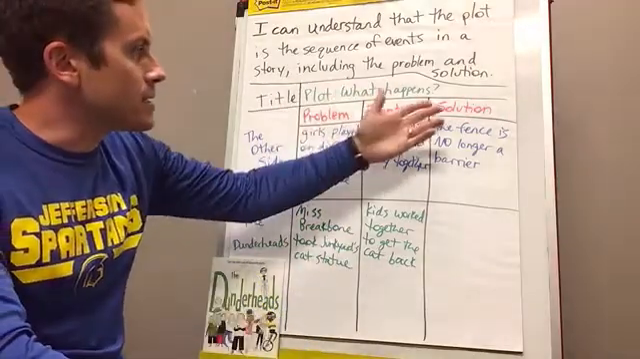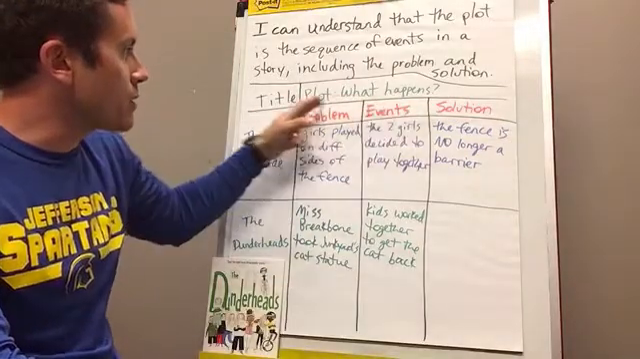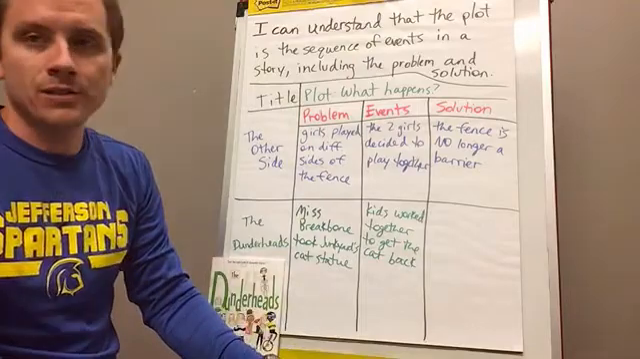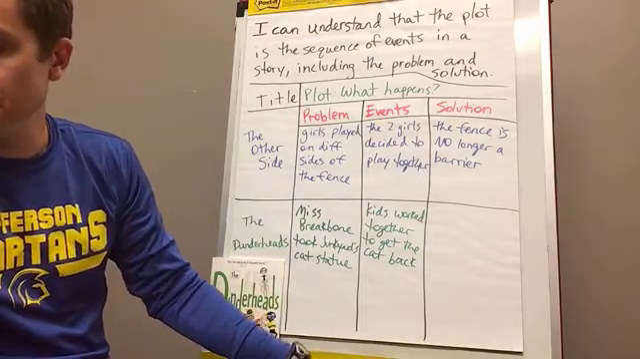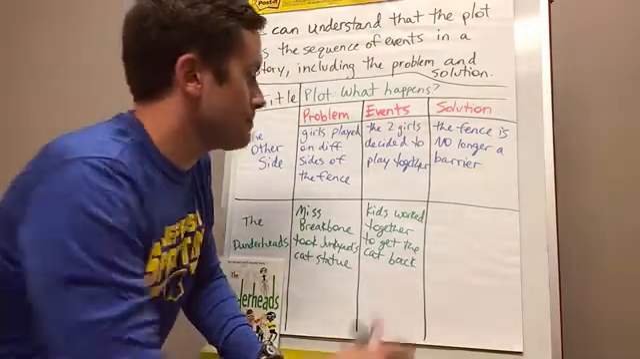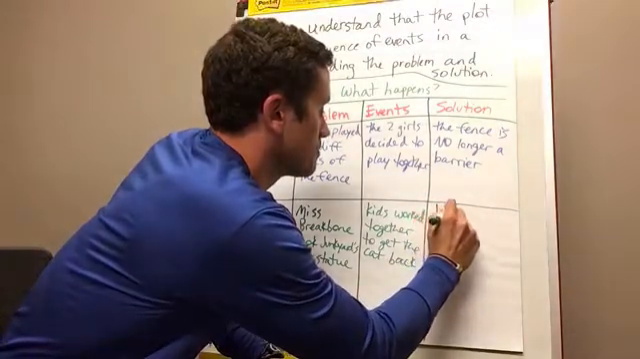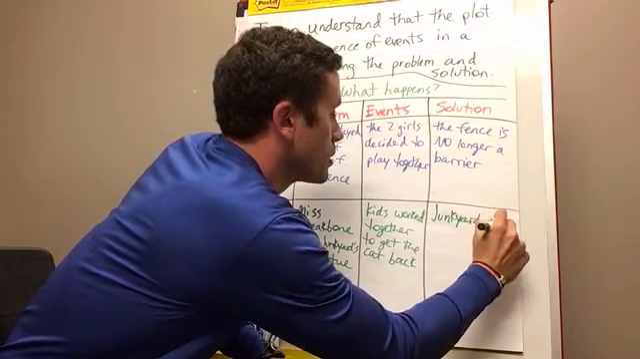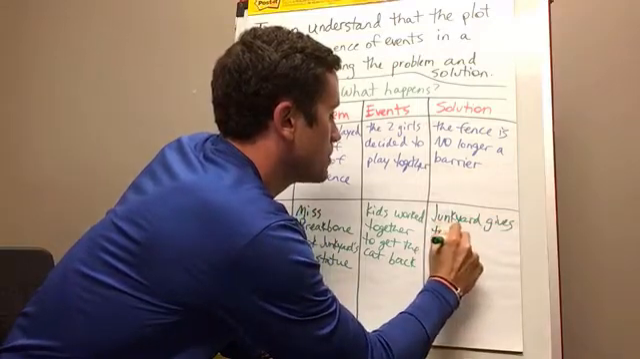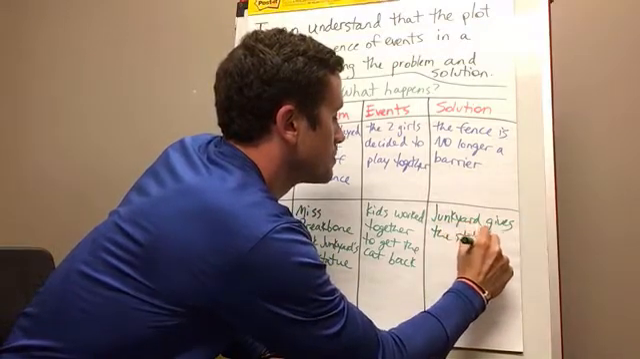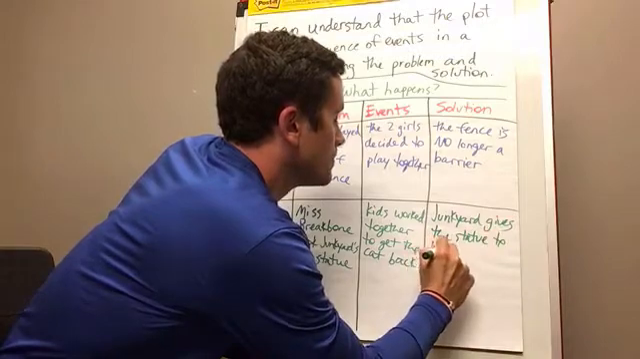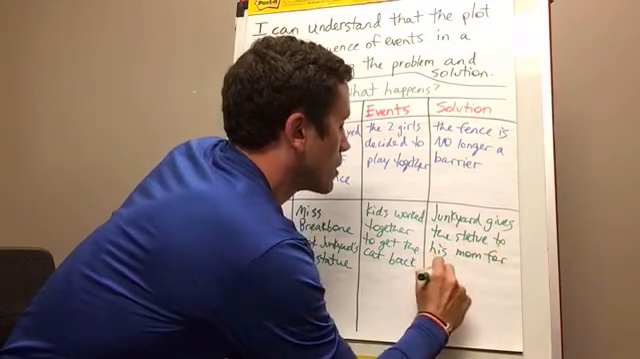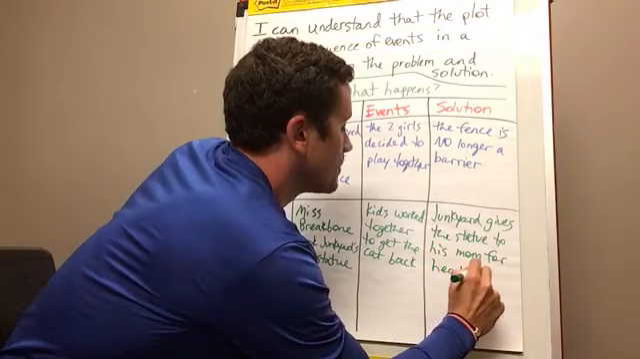What happens as the solution? And the solution is part of the plot. So what happens as the solution for the Dunderheads? Yes, Junkyard gives the statue to his mom for her birthday.